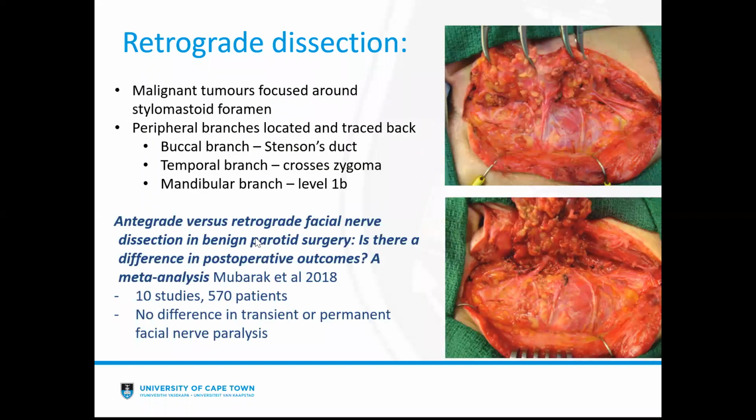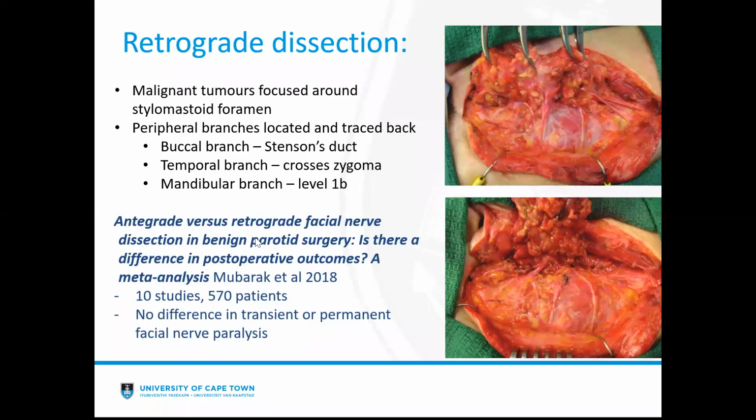Okay, so despite the retrograde approach historically being the earliest described technique of locating the facial nerve in parotidectomy, it's less commonly used as it's generally a lot more time consuming. In this approach, one or more of the peripheral branches are isolated and followed backwards to the main trunk. Today, its use is limited to large tumors focused around the stylomastoid foramen. Most commonly, the buccal branch is used as it runs parallel above or below Stensen's parotid duct.